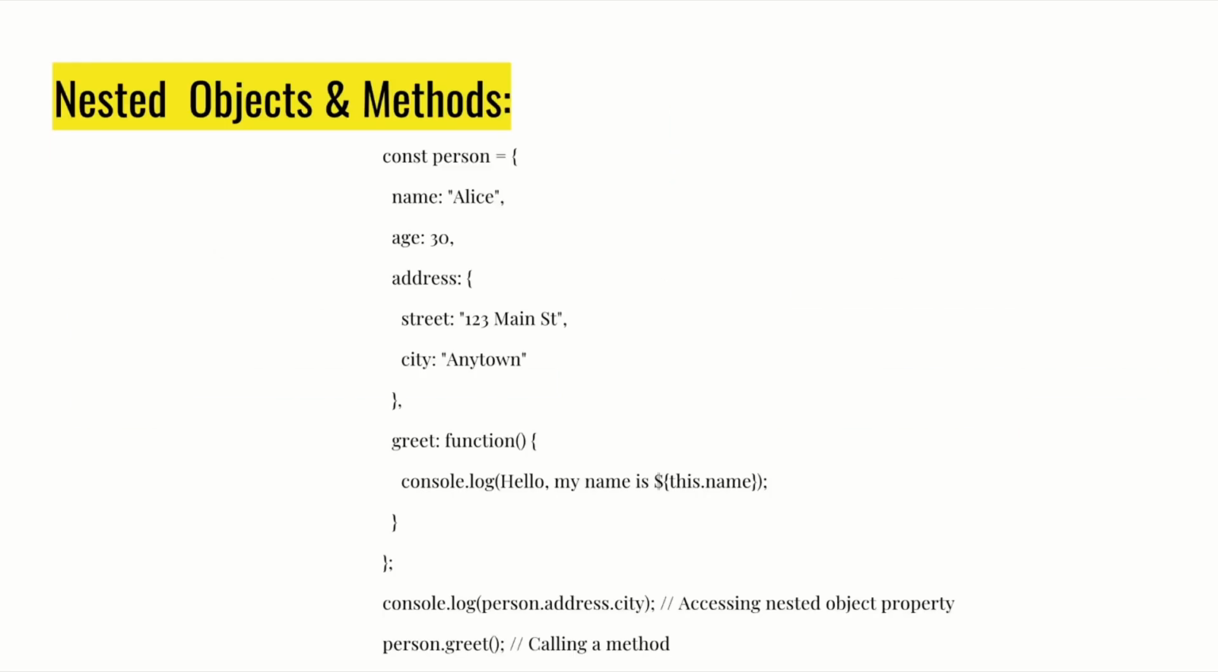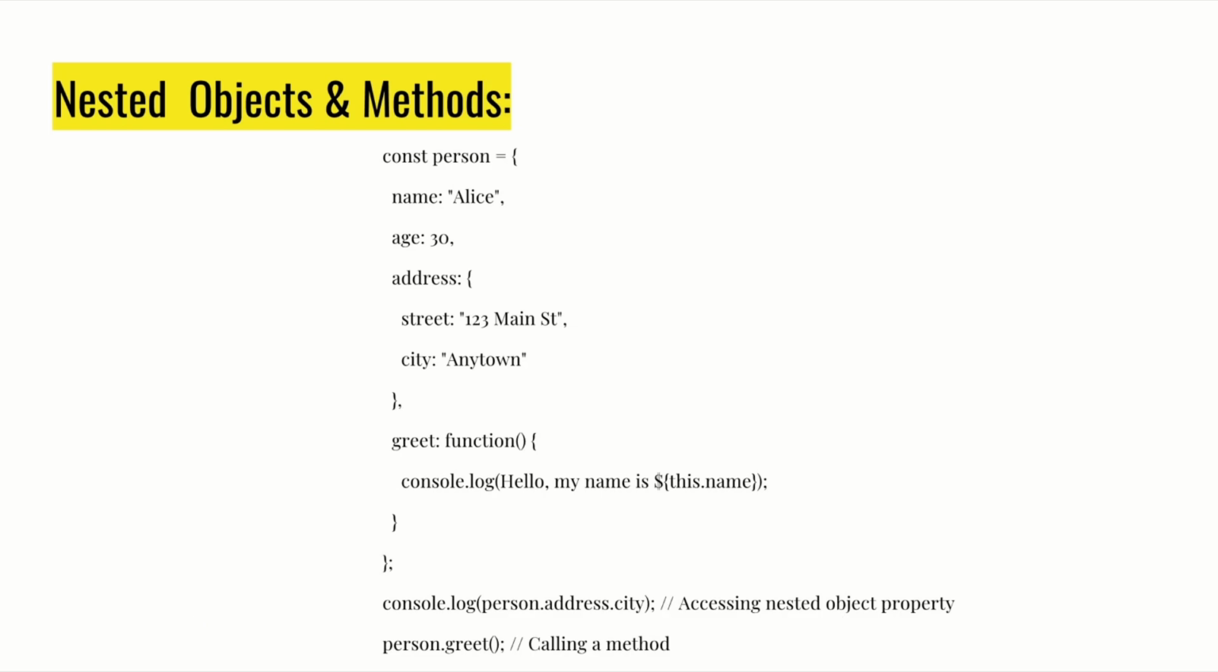Now let us see about nested objects and methods. Nested object means creating an object inside another object. In this code we are creating the object named address inside the object person, and we are also creating the greet, which is used as a function. Now if we need to call the city inside the address, we need to write person dot address dot city. If we need to call this function, we need to write person.greet function.